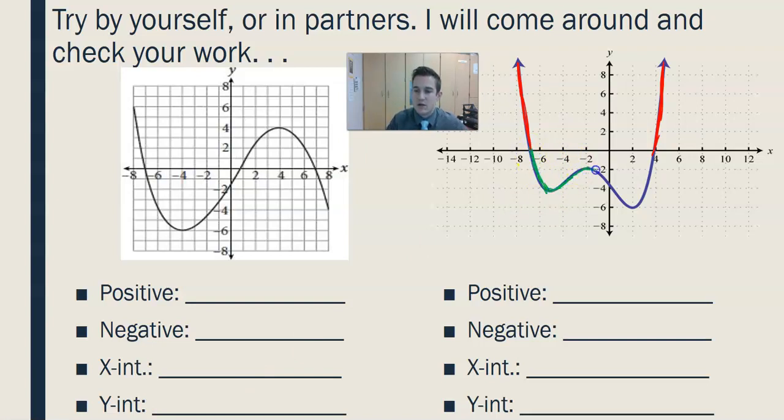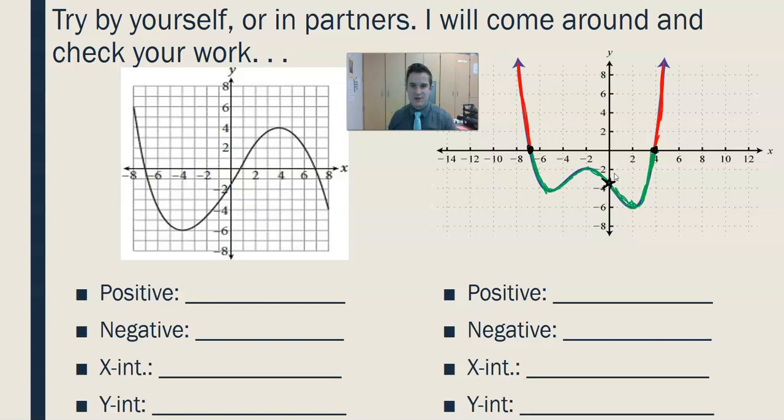So this right here, I'm going to color it in right here. The graph is negative. So red is where the graph is positive, and green is where the graph is negative. So now I'm going to put a thick dot everywhere I touch the water, or every time I touch the x-axis. I'm going to put a star where I cross the y-axis right there.